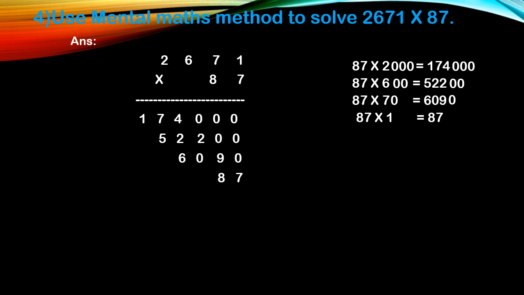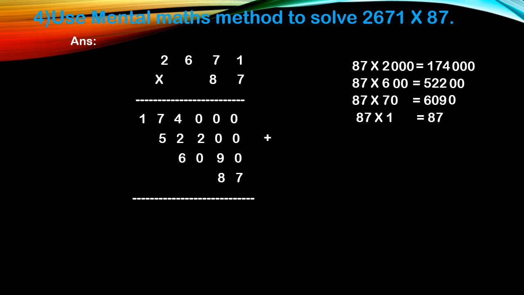Okay, here we multiply the 2-digit number with each part of the 4-digit number. Okay, the part should be the full form. That means 2000, then 600, 70, 1. Okay, we have to multiply the 2-digit number with the expanded form of the 4-digit number. Finally we have to add all the partial products.